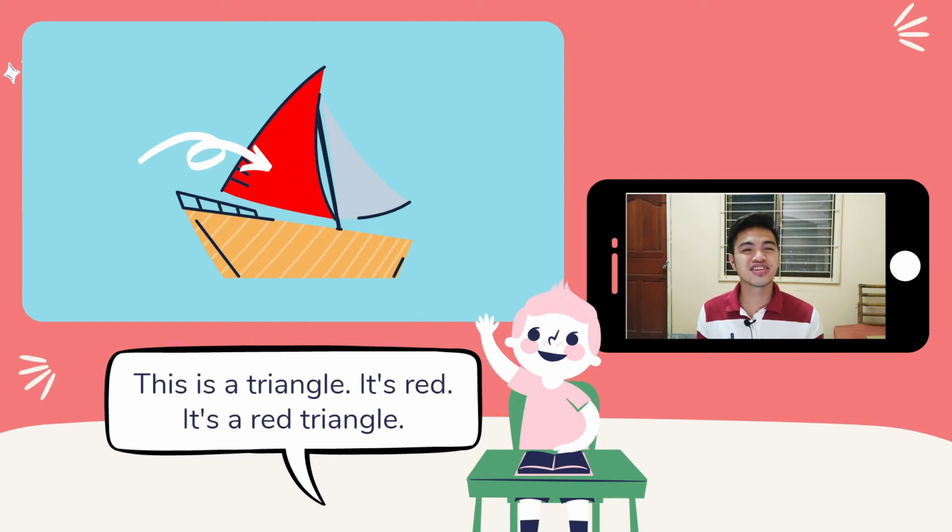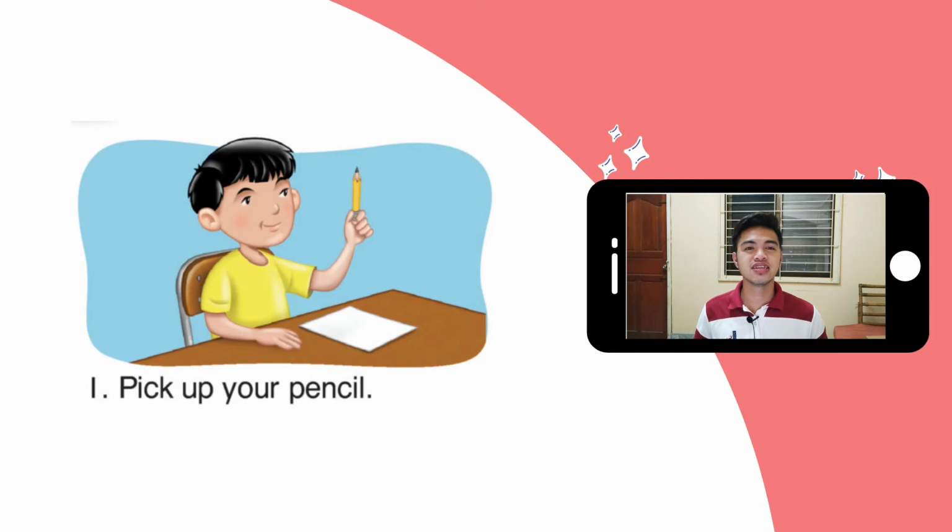So now, let's go to listen and do. Teacher Lance will show and say some of the activities and we are going to do it, okay? So, let's go. The first word is pick up your pencil. Can you see your pencil on your desk? Do you have a pencil on your desk? What you're going to do is to get your pencil and pick it up, okay? Pick up your pencil. Very good.